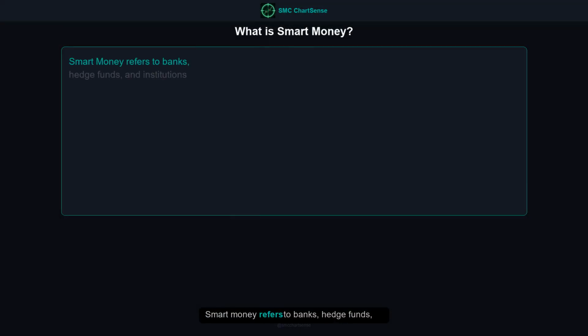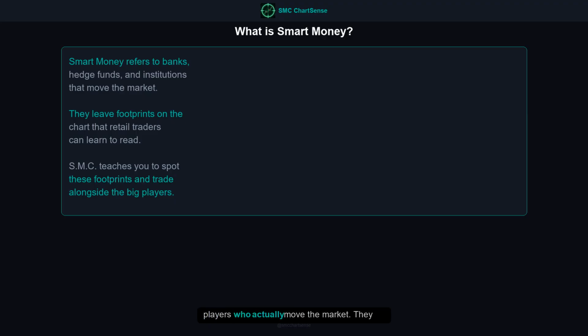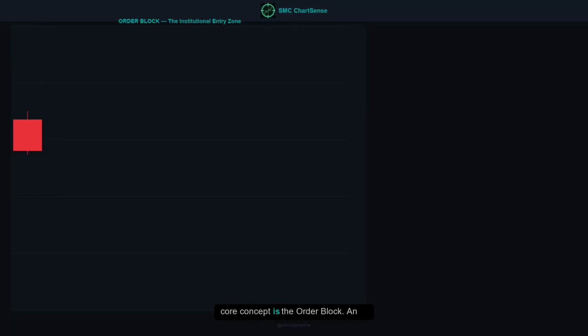Smart money refers to banks, hedge funds, and large institutions. These are the players who actually move the market. They leave footprints on the chart, and SMC teaches you how to read those footprints and trade alongside them instead of against them. The first core concept is the order block.